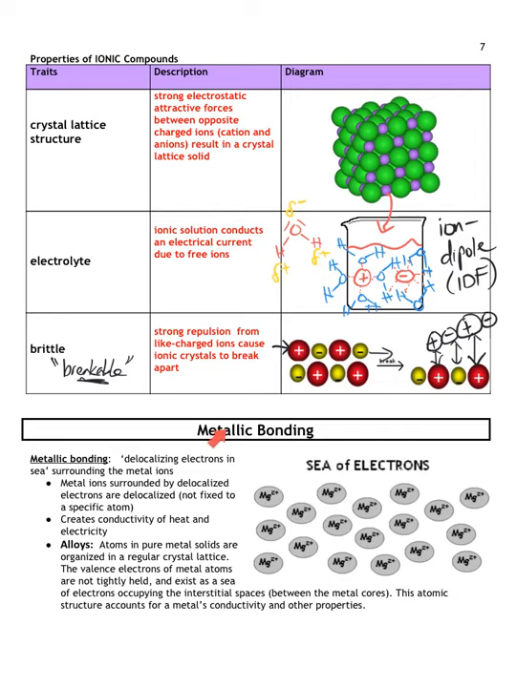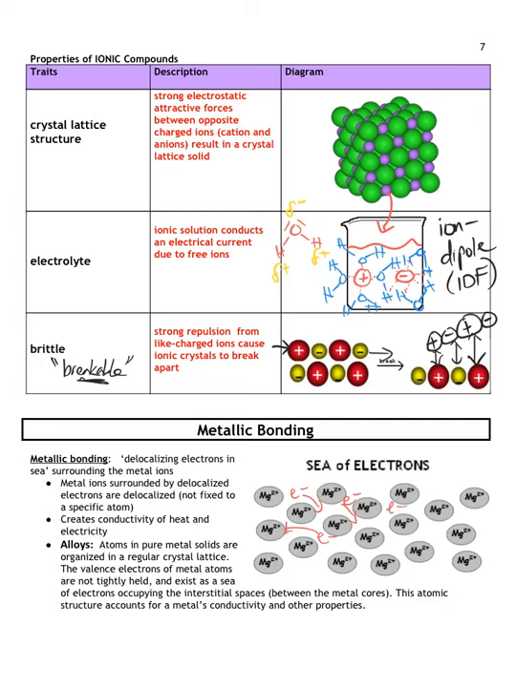Let's jump into metallic bonding. Metallic bonding is actually one of the easier types of bonds. You won't see too much going on. Metallic bonding is delocalizing electrons in a sea of electrons surrounding the metal cation. So here are metal cations. I'd like to draw in the electrons. And these electrons are moving about. They're delocalized from each of the magnesium. And they're moving all around.